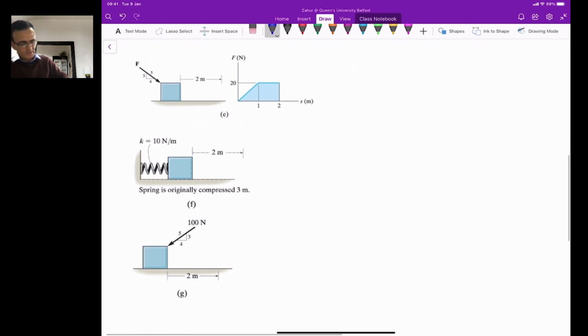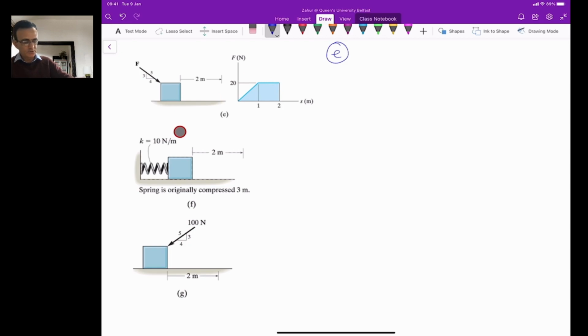Now we can solve part E here. In part E, again a force is applied at some angle here, and the block is moving in the horizontal direction. But now F is not constant. F is changing according to this plot here. You can see that from 0 to 1 it's changing this way here, and then from 1 to 2 it's changing according to this equation here.